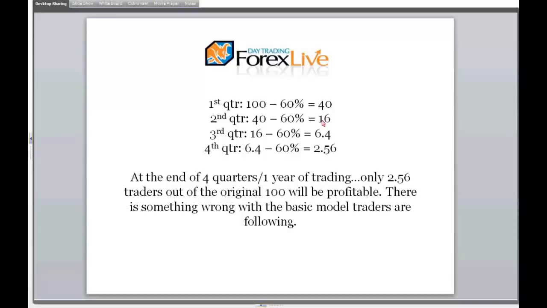Now, you break that down again over the course of 4 quarters. 60% of 40 traders is 16 profitable traders left. And obviously the breakdown over the course of the year would be 2.56 traders out of 100 that remain profitable. Now, I will agree that there may be a certain set that are consistently profitable, which would increase this number. But even if you increase it to 10, you're still dealing with a very small number when it comes to the amount of traders that are actually consistently profitable.